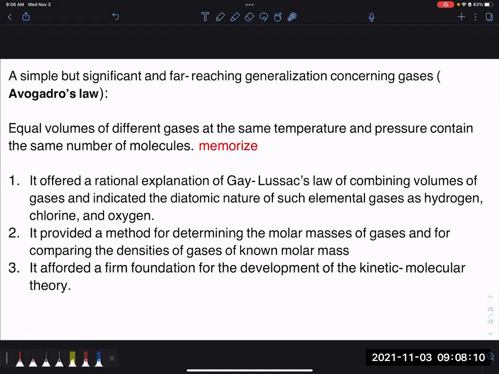How deep do I want to go into these? Right, so we did this earlier, where we had the volume of a gas and we had the mass of the gas. We can calculate its molar mass. Otherwise, how do you get the molar mass of a gas?